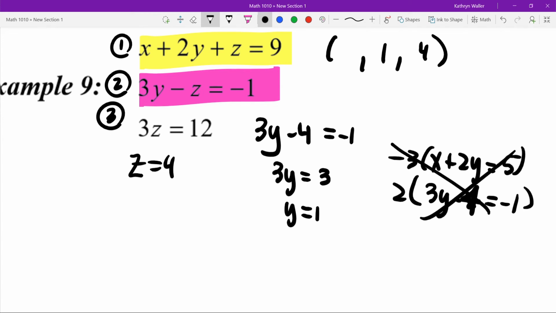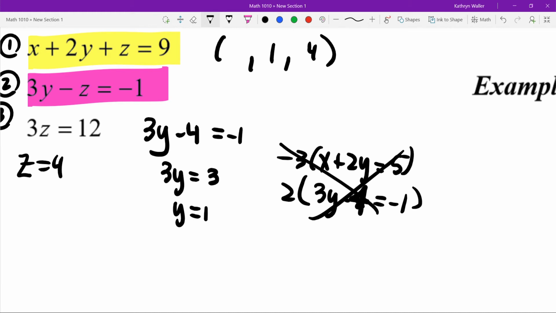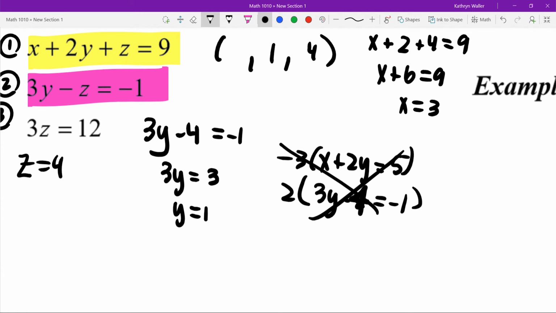The only place to find the x's is in the yellow, so I would have x plus 2 times y, that's 2 times 1, which is a 2, plus z, which is 4, is equal to 9. That gives me x plus 6 equals 9. That gives me x equals 3. My answer's 3, 1, 4, and I'm done.